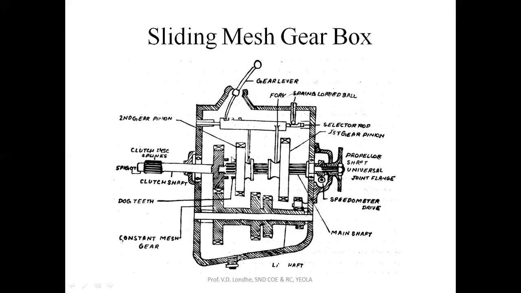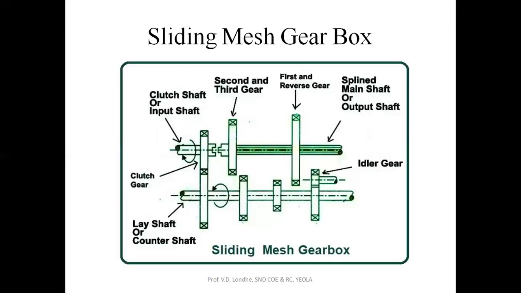Then, with the help of this main spline shaft, for the top gear position you have to engage this gear with the main shaft which is coming from the engine, that is the clutch shaft. That diagram has been elaborated here. If you see here, this is the spline shaft, this is the lay shaft, and this is the shaft which is coming from the engine. For the second and third gear positions, you are directly engaging with this main shaft, and for first and reverse gear positions, you are engaging this gear with this gear. So you will directly get the output from this main spline shaft. So this is the sliding mesh gearbox.